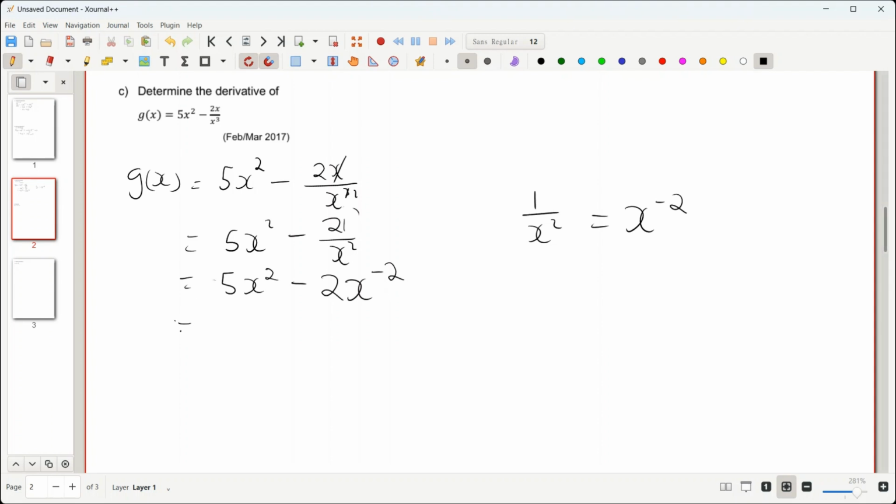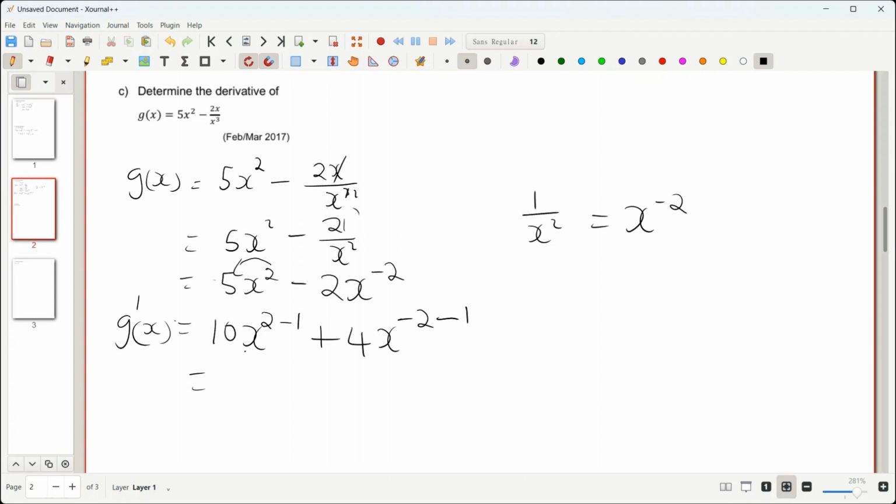Now we can apply the rules of differentiation. The derivative for g of x is g prime x. For 5x squared, we take the 2 and multiply it with the 5, and then we'll have 10, and we need to remember 2 minus 1 each and every time. For the next one, we do the same: our negative 2 will multiply the coefficient of negative 2, so we'll have positive 4. Each time, we need to minus 1 on our exponent.